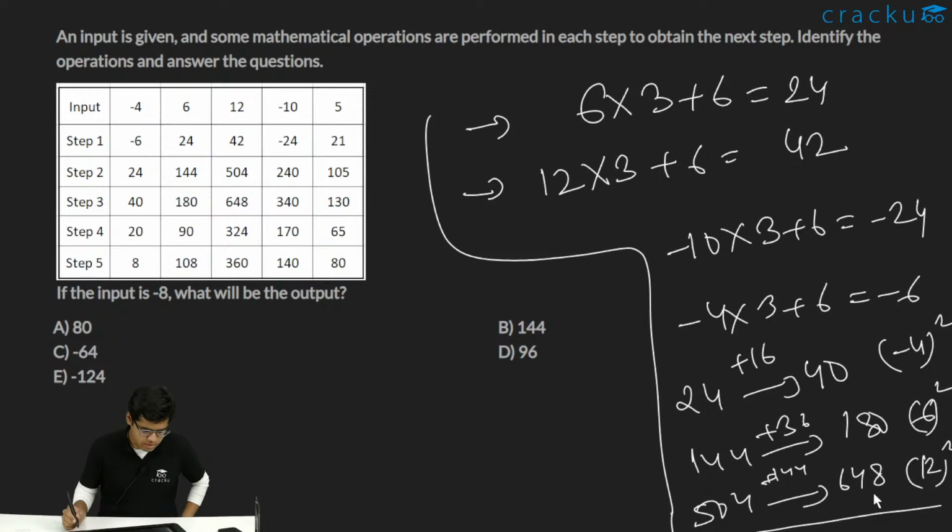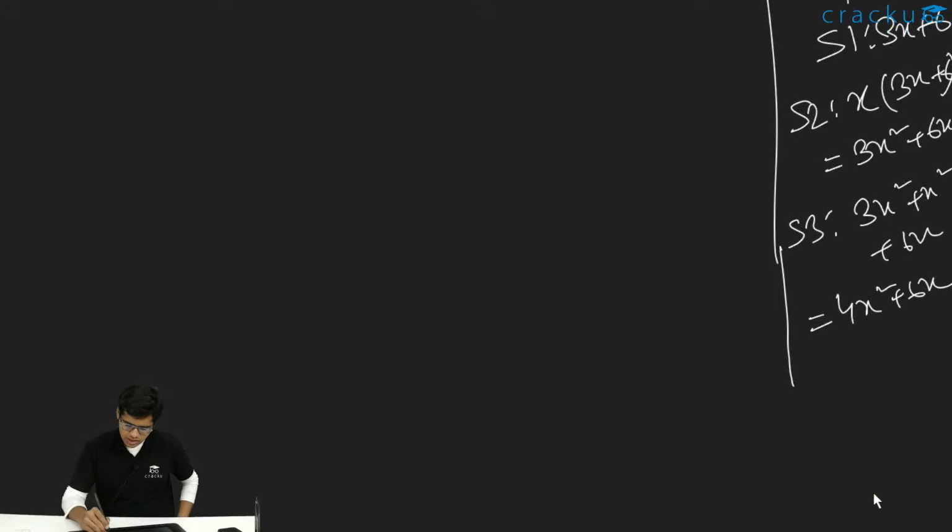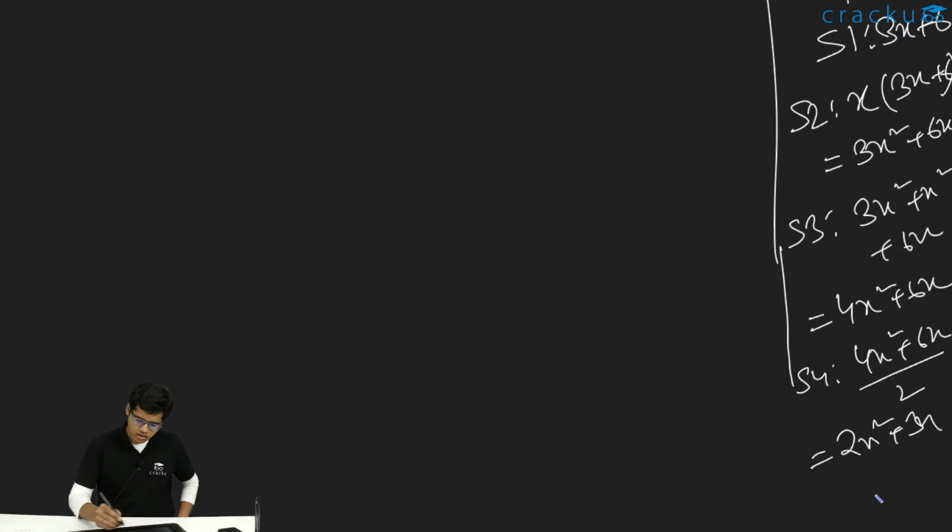What is step 4? In step 4, what we are doing is just halving things. 40 by 2 is 20. 180 by 2 is 90. 648 by 2 is 324. 340 by 2 is 170. So basically in step 4, it is 4x square plus 6x by 2. So it is 2x square plus 3x. So step 4 is 2x square plus 3x.